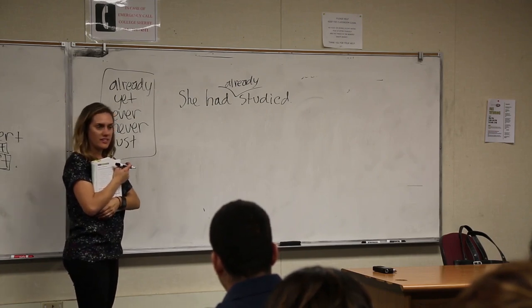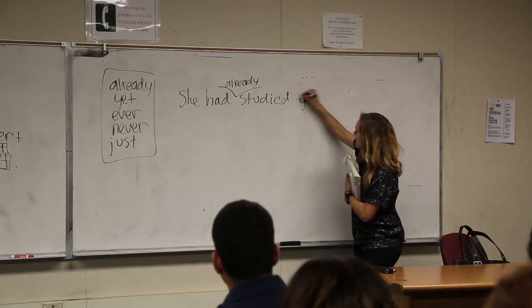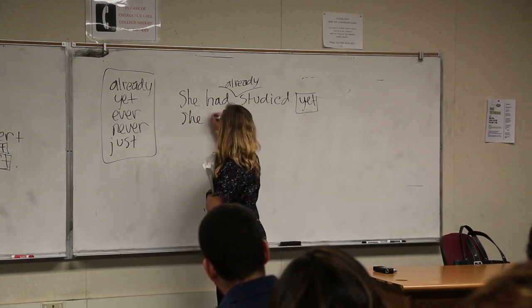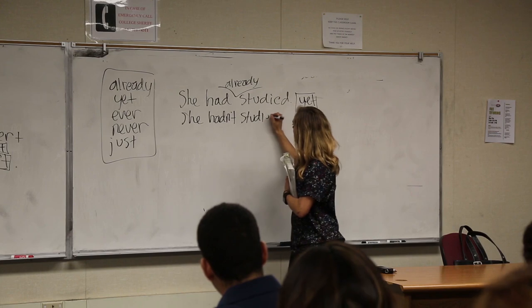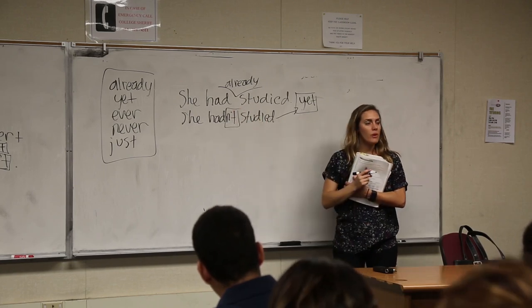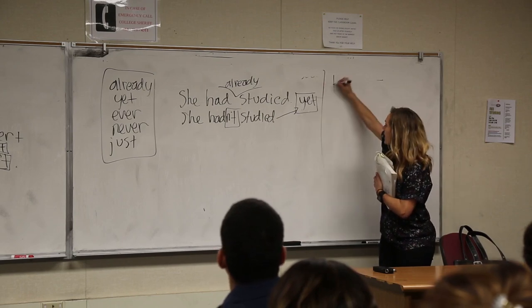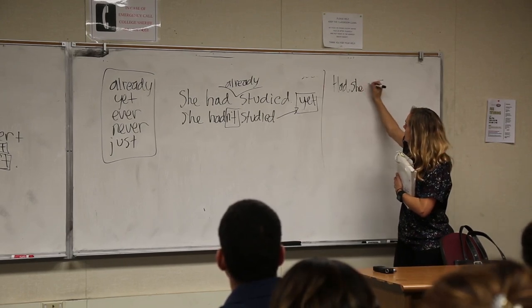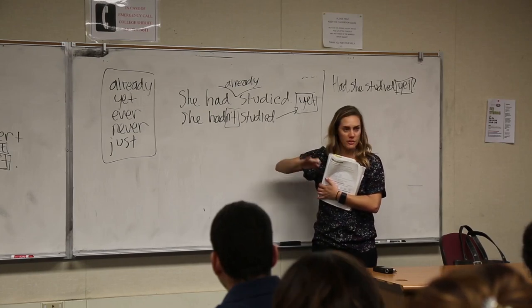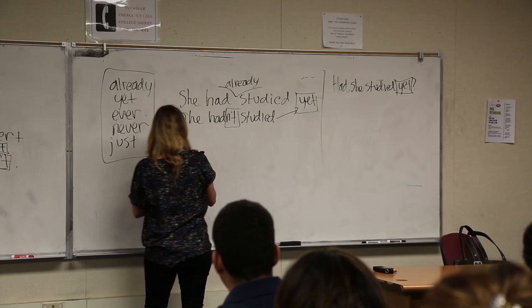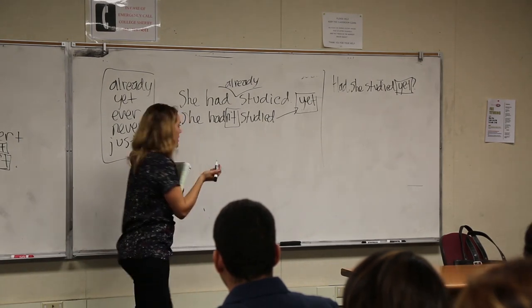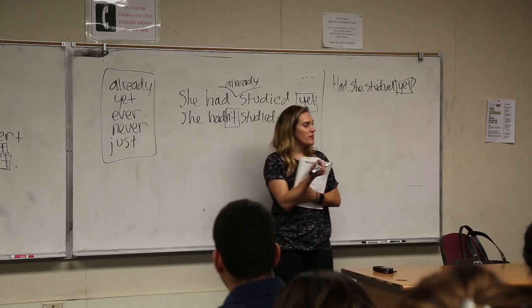What about yet? She had studied yet? But the only time we use yet is when it's negative, right? If you want to use yet in a statement, it has to be negative. But we also use yet with questions, right? So, had she studied yet? We use it for questions and negatives, right? Not affirmative. Okay. How about ever? She had ever. Negative and questions, right? Sometimes we use it for affirmative too, but usually with a question.